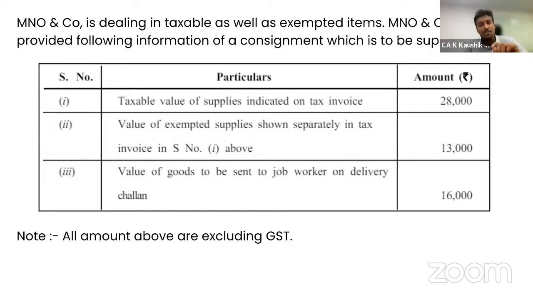E-way bill is required to be generated if the value of supply is more than 50,000. What all supplies should be considered? Apart from exempted goods, everything else needs to be considered, including the tax and the job work related any supply. Now in this, 28,000 is taxable supply, 13,000 is exempt supply. So you should ignore 13,000. And job worker, whatever job work you are sending, that also needs to be included. But tax on job work is not required. So 28,000 they have given. All amounts are excluding GST.